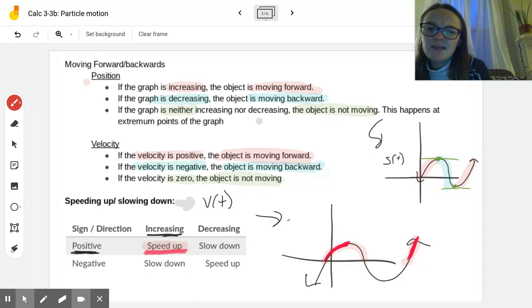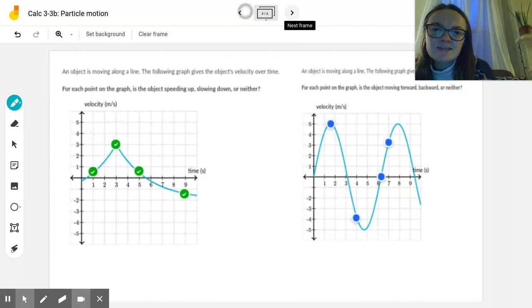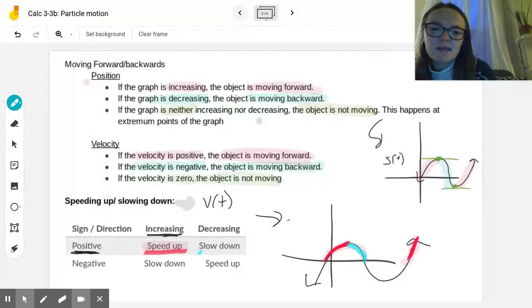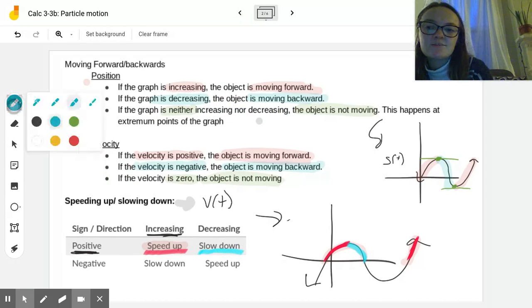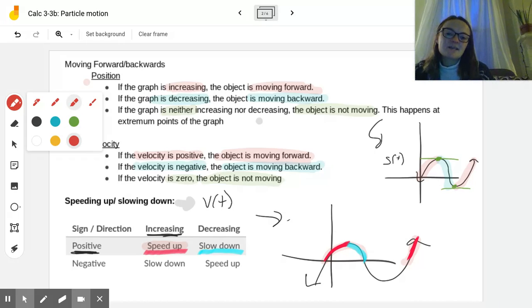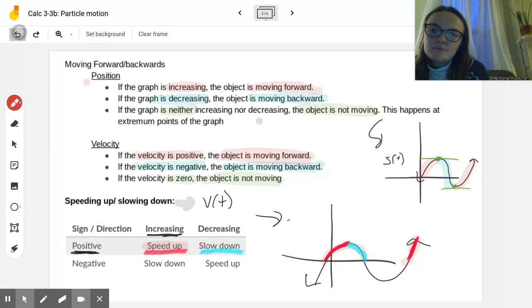If I'm positive and decreasing, I have a red highlighter, blue marker. So if I have a red highlighter, blue marker, I'm positive, but I'm decreasing. That means that my velocity, I'm slowing down. I might still have a positive slope, but it's getting less positive every second that I'm moving along. So if I'm above the x-axis and I'm decreasing, that's the same thing as red highlighter, blue marker.